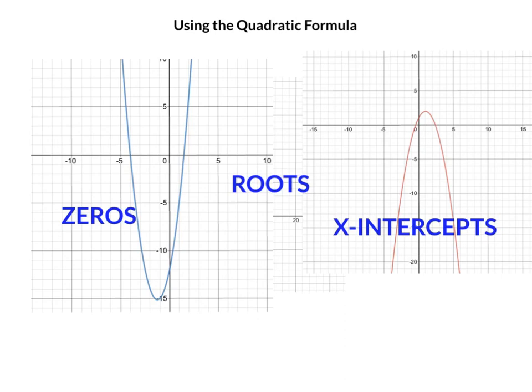All three of these terms really mean the same thing as it pertains to the quadratic functions and the quadratic formula. So what we're looking for is, if we were to graph that quadratic function, where would it cross the x-axis? Or what does that value have to be when y equals 0? So I'm going to show you the quadratic formula, which will help us to find that answer.